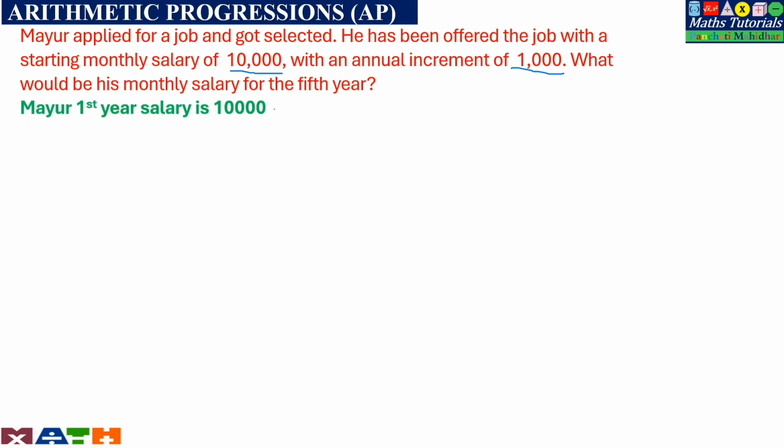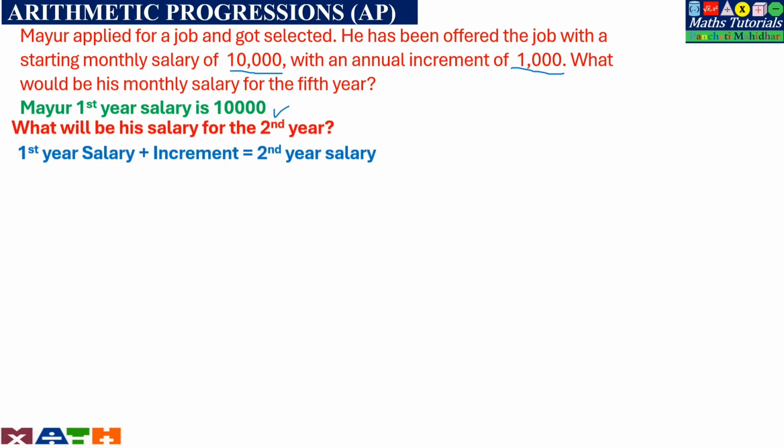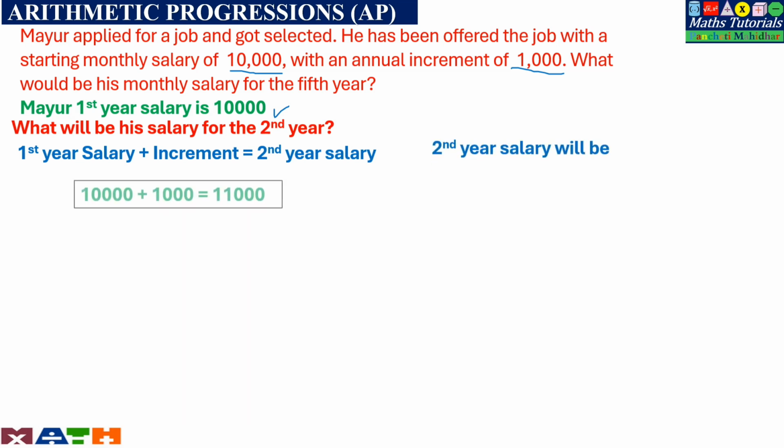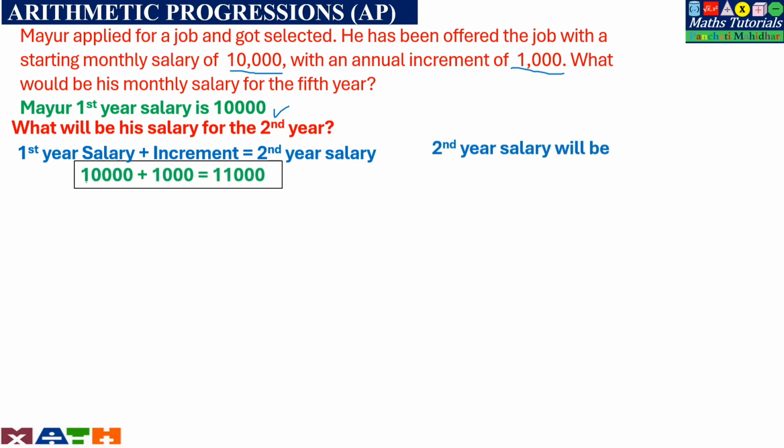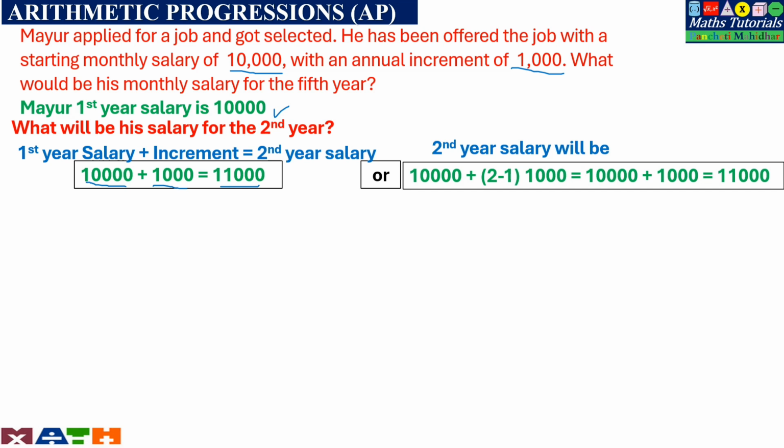Mayur's first year salary is 10,000. His second year salary will be first year salary plus increment. Mayur's starting salary is 10,000. Annual increment is 1,000. So second year salary will be 11,000. An is equal to a plus n minus 1 into D. 10,000 plus 1,000 is equal to 11,000.